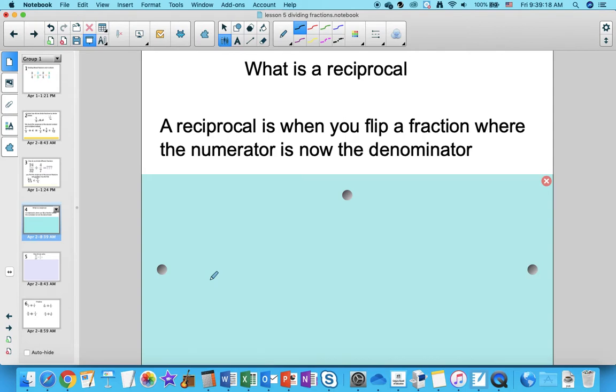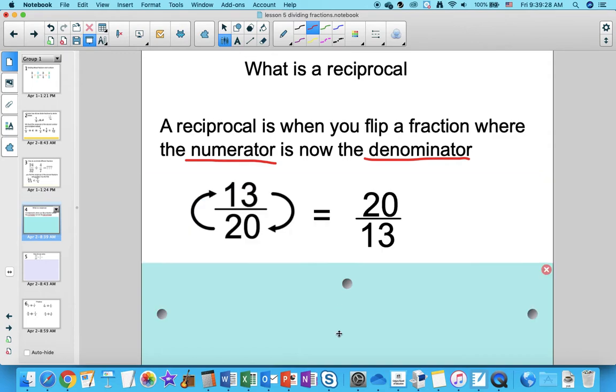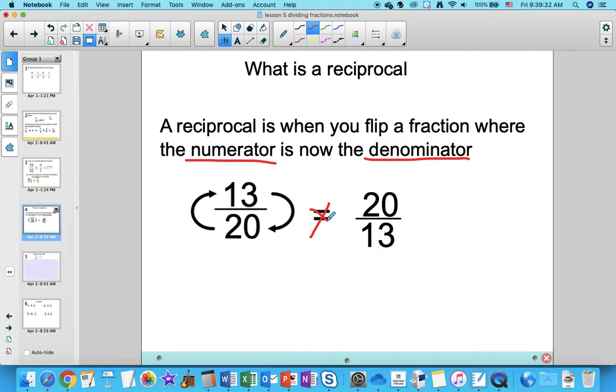So what is a reciprocal? A reciprocal is when you flip a fraction, where the numerator is now the denominator. So 13 over 20, the reciprocal, I shouldn't say that it's equal, I should say the reciprocal is 20 over 13. So you have 13 over 20, the reciprocal becomes 20 over 13. I just flipped it.